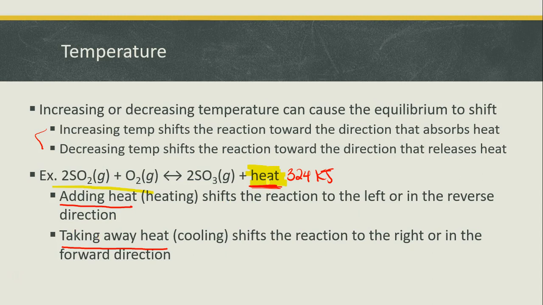Okay, what if we take away heat? If we decrease the heat, if we come in here and we take it away, then what's it going to want to do? The opposite of take away is put back. It's going to want to make more heat. Well, which side of this reaction makes more heat? Well, that would be the right side. So our answer is it shifts to the right or the forward direction.